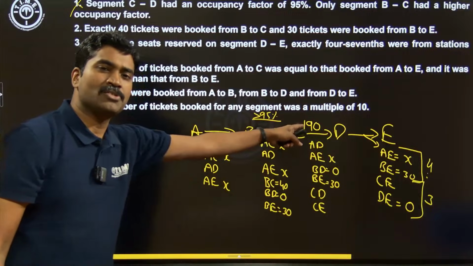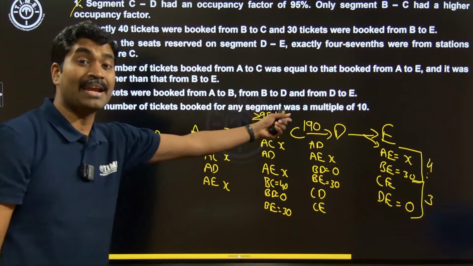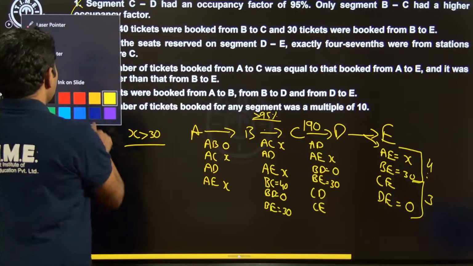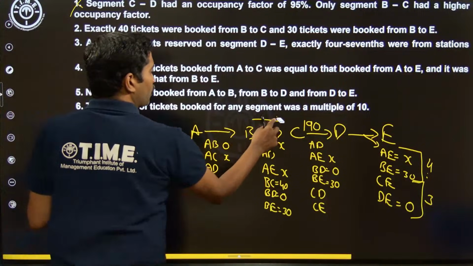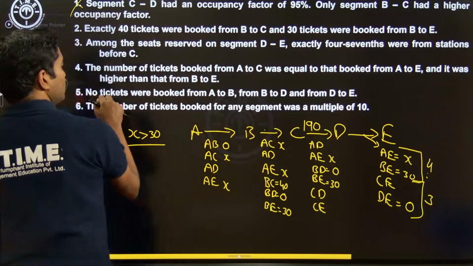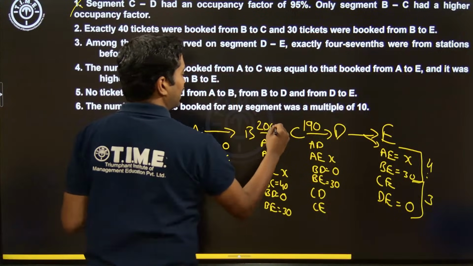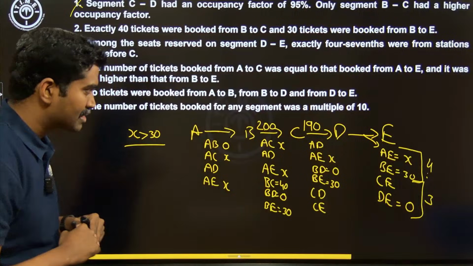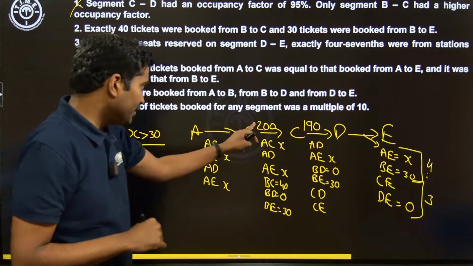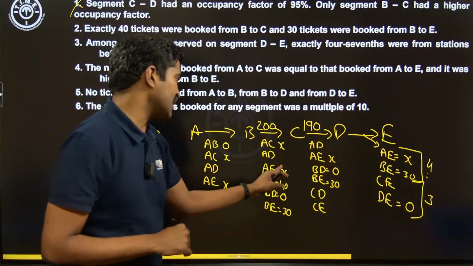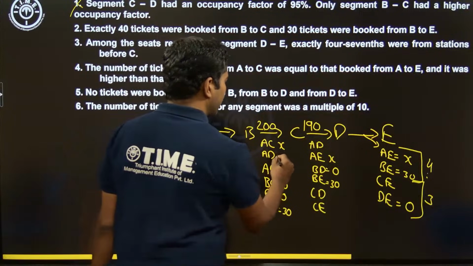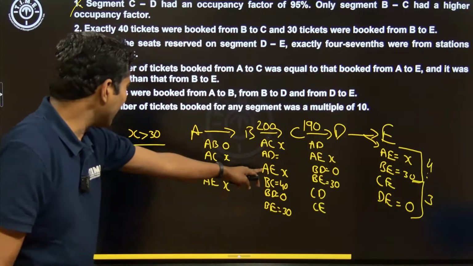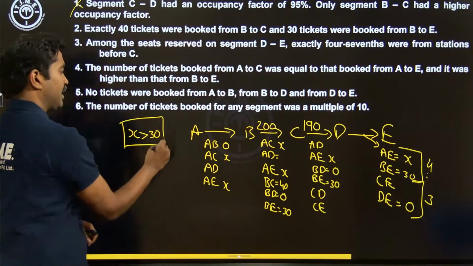This was 95% occupancy. 200 into 95% is 190. Greater than 190, there's only one value possible, correct? There's only one value possible, and that is 200. So that's 190, and this is 200. Great. We're making some progress now. So this is 200. 200 is 30 plus 40 plus X plus X plus this value. AD is still unknown at this point, but can I get that value? Do I have any constraints on X? X is greater than 30.